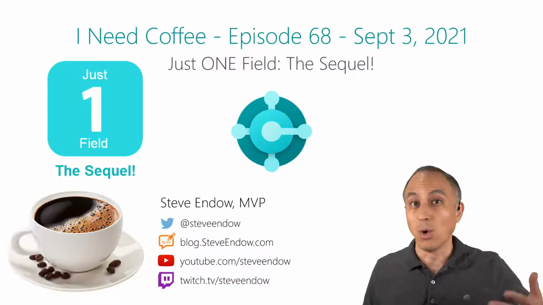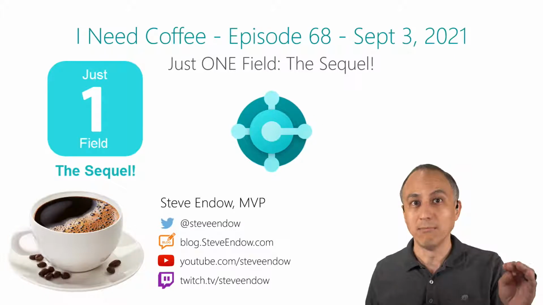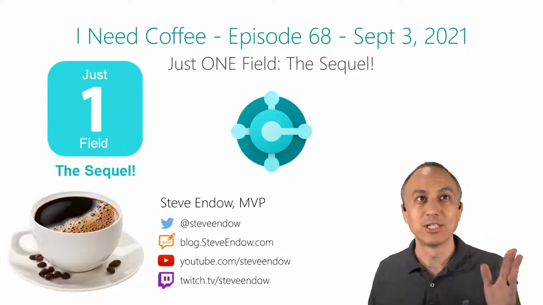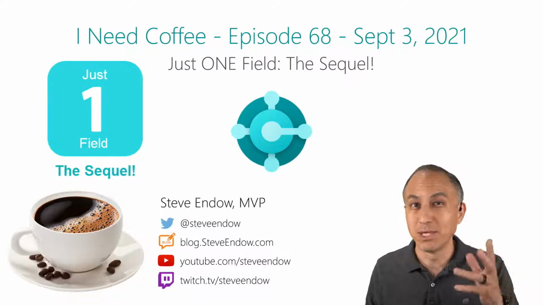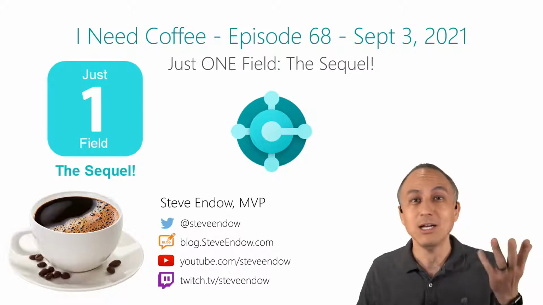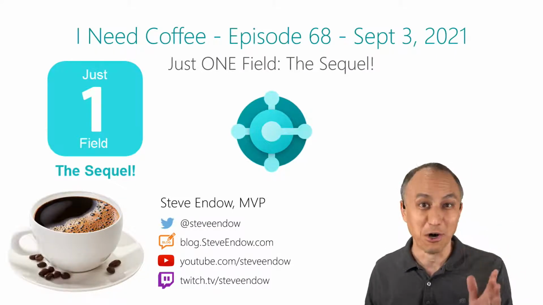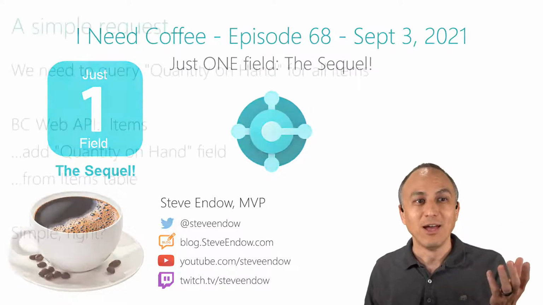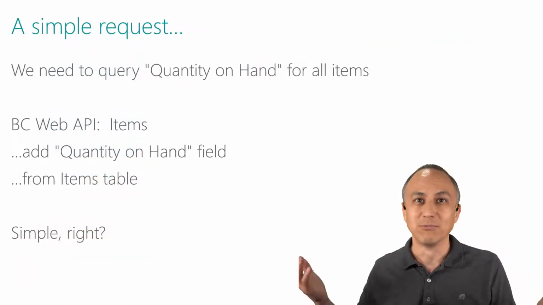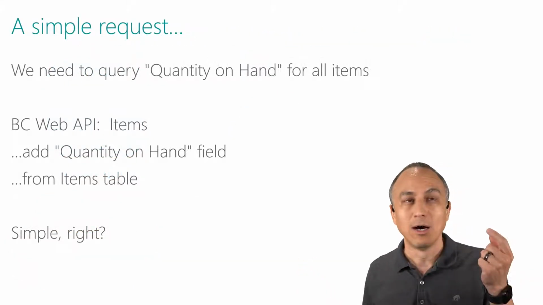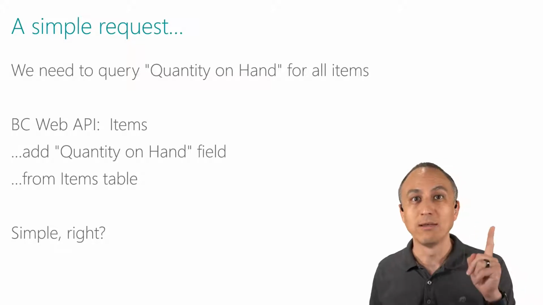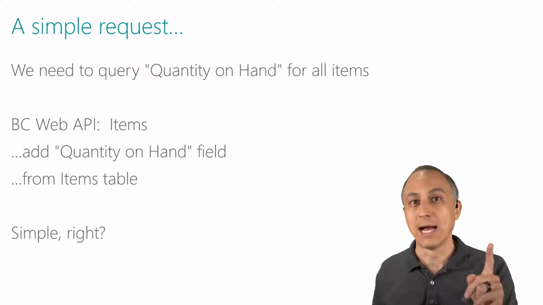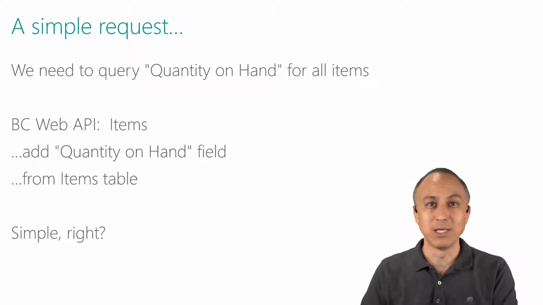Yeah, so I did learn something, but this was an interesting journey. And apparently, for other people, this wasn't necessarily obvious either, so I'm not necessarily alone. It started with a very simple request: I just want one new field added to a Business Central Web API.